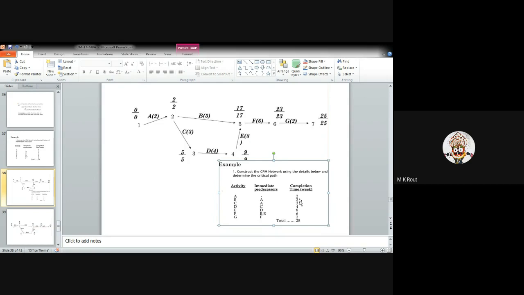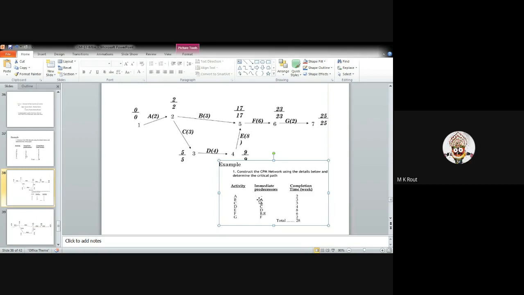In case of B, the completion time is given as 3 weeks. In case of C, the completion time is given as 3. Is it clear? Yes or no? Sir, that 2/2. Sir, it is 5/5. That 2 + 3, that is 5. Yes or no?